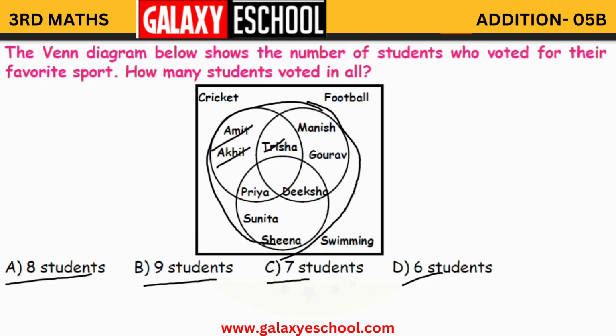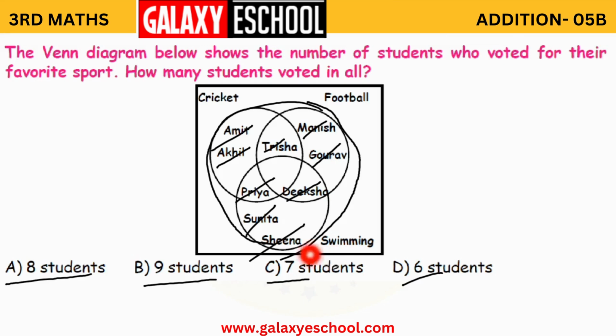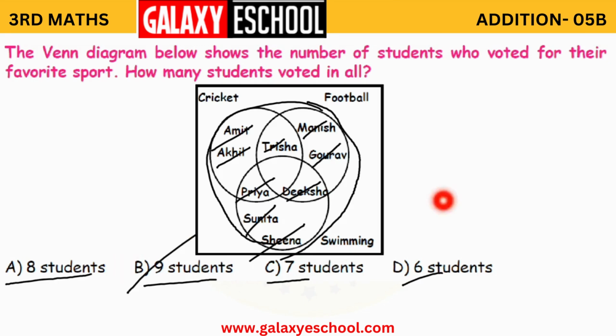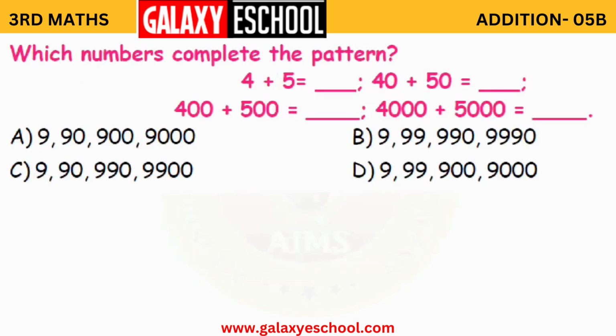1, 2, 3, 4, 5, 6, 7, 8, 9. How many students are there, children? 9 students. So the correct answer is option B, 9 students. Very easy, right? We just counted the total number of students in this diagram. We got the answer as option B, 9 students. Moving on to the next question.